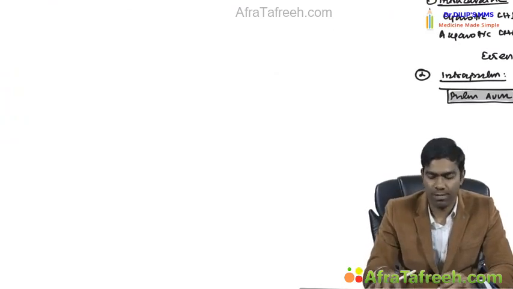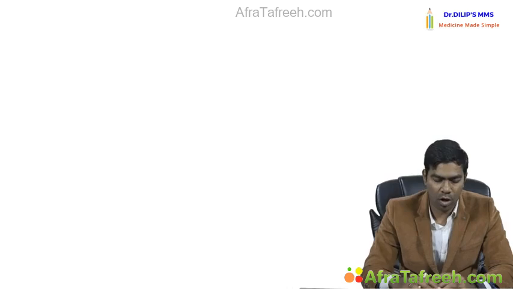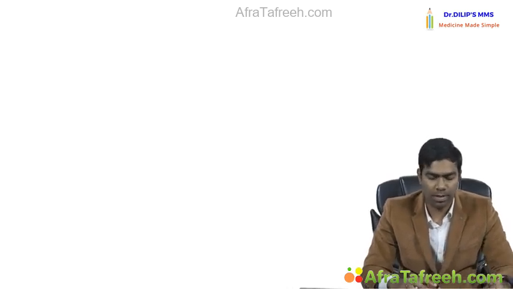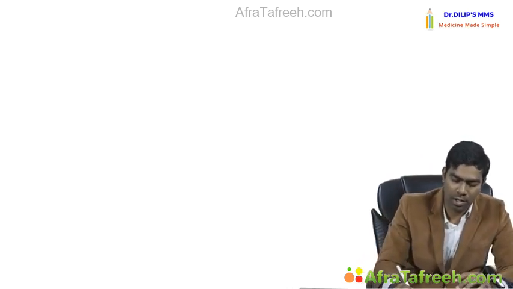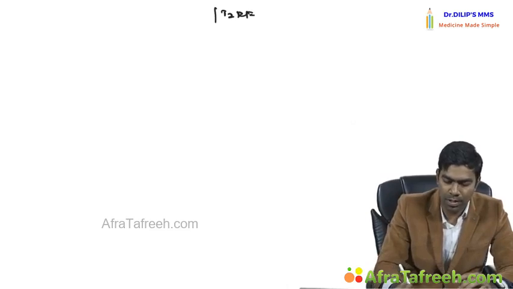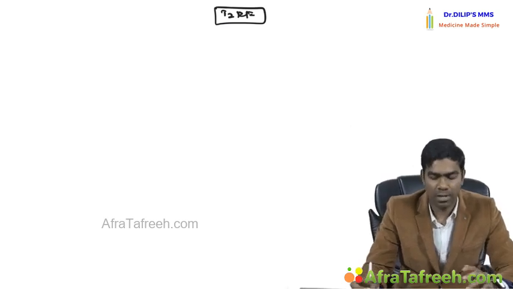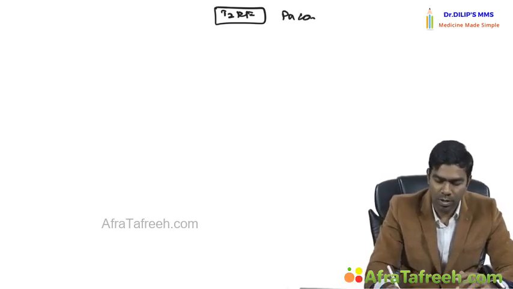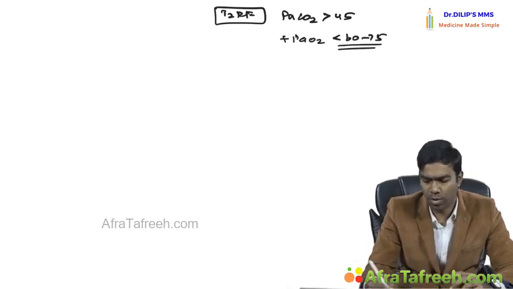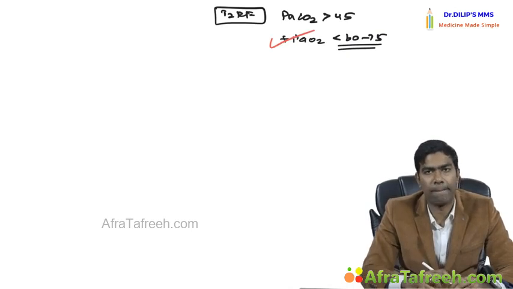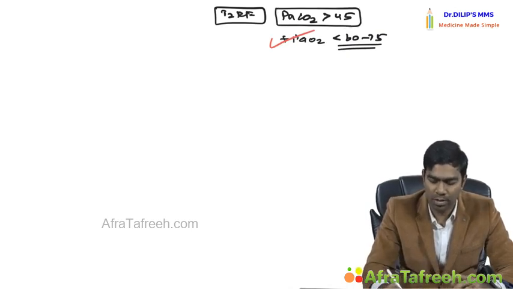Clear? Fine. So now we have seen all the causes of type 1 respiratory failure. So now let us see the causes of type 2 respiratory failure. So type 2 respiratory failure is a hypercapnic respiratory failure where your PaCO2 tends to be more than 45 and PaO2 tends to be less than 60 to 75. Clear? So I told you about this fact already. Fine, but this is the most important thing.